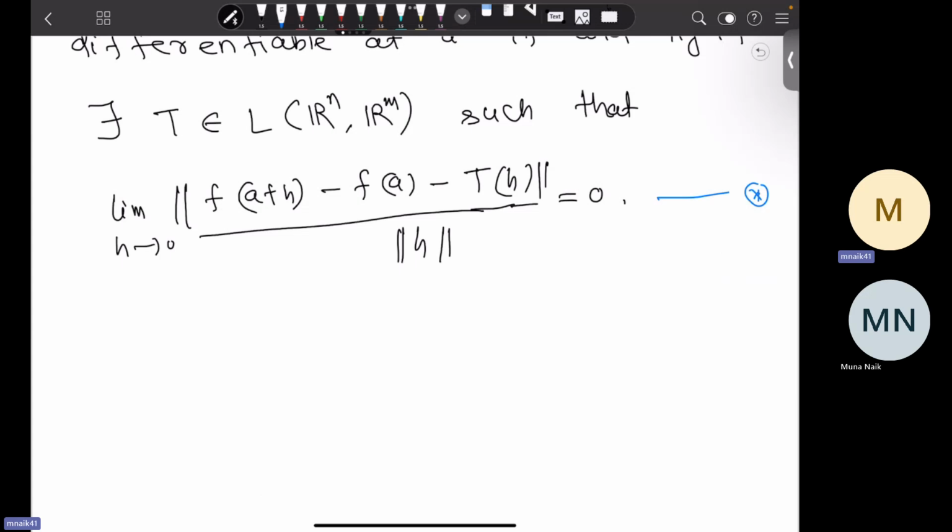But we will prove soon that if a T satisfies this star, then T has to be unique. We'll prove it shortly. So what I'm saying is, if T1 and T2 satisfy star, then T1 is equal to T2. Okay, so remark.